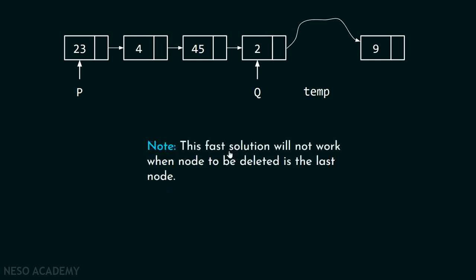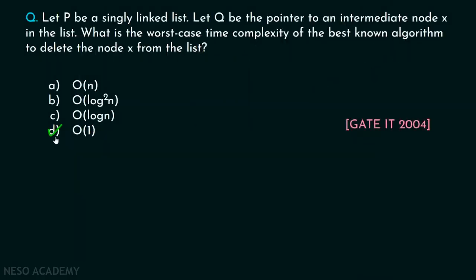But please note that this fast solution will not work when the node to be deleted is the last node. Obviously, in the question it is asking us to delete the intermediate node of the list, and it is asking us to give the worst case time complexity of the best known algorithm. This fast solution will not work when the node to be deleted is the last node of the list. This is for sure. But if it is any other node, then surely we can delete that node without any problem. So option D is the correct option for this particular question.